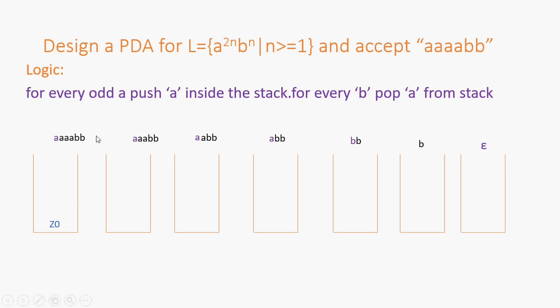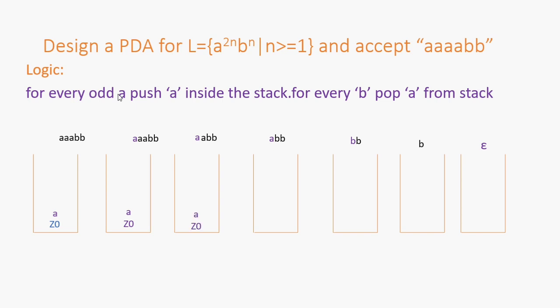Now when we get 4 a's, the first input is a, topmost symbol of the stack is z0. Now this is the first a, that is called an odd number of a. When you get an odd number of a's, you push this a inside the stack. Now the next case is we are getting a second a. Now what is inside the stack? It is already a on z0. Top of the stack is a, and input is also a. Since this is a second a, we are not doing anything.